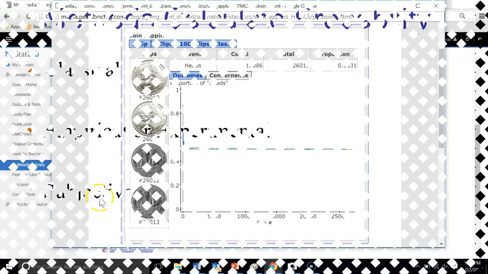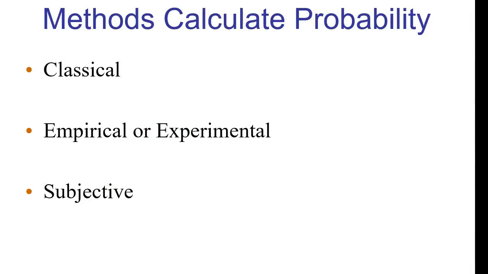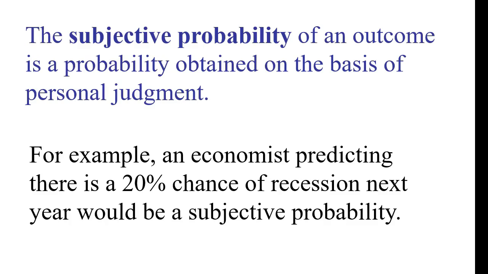Okay, we've talked about classical probability, empirical or experimental probability. Finally, subjective probability. The subjective probability of an outcome is the probability obtained on the basis of personal judgment. For example, an economist who predicts that there is a 20% chance of a recession next year would be a subjective probability.